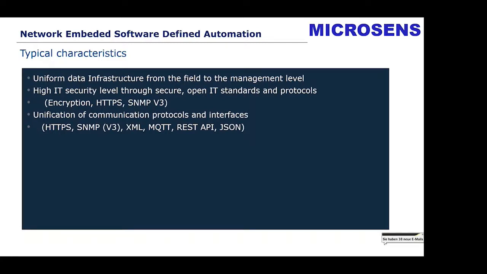We have uniform communication. We have the unification of communication protocols and interfaces. What does it mean? It means that the only protocols we use for the communication between the field components and the automation layer are based on open IT standards. We have no proprietary protocols. Everything we use is accessible for people working in the IT area. So this also makes it very flexible to adapt third-party devices as long as they also use open IT standards.